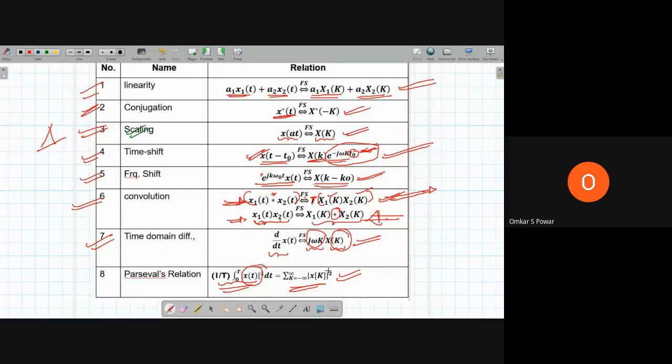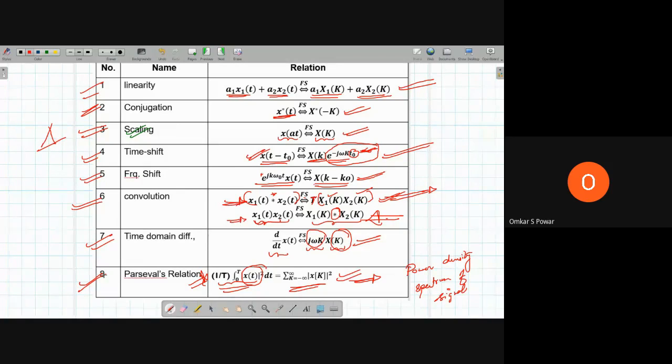And the right hand side, whatever you are seeing, is nothing but the summation k is equal to minus infinity to infinity mod x of k the whole square, which is nothing but the power density spectrum of the signal. So this Parseval's theorem you will be using in most of the cases. If you want to calculate the average power of the signal in the time domain, you convert it into the frequency domain, get the coefficients, square them and add them. So that is the meaning of the Parseval relation.